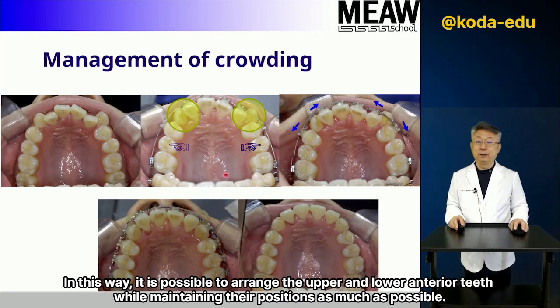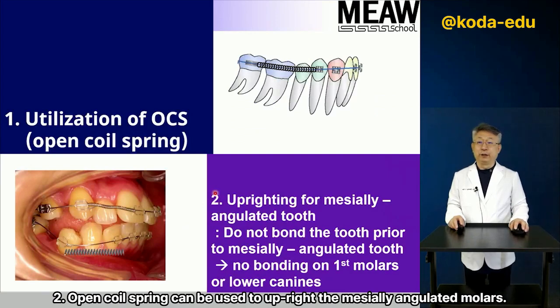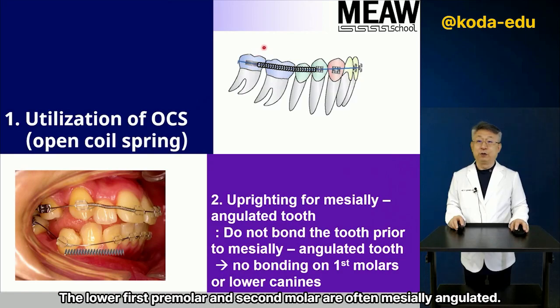In this way, it is possible to arrange the upper and lower anterior teeth, while maintaining their positions as much as possible. 2. Open coil spring can be used to upright the mesially angulated molars. The lower first premolar and second molar are often mesially angulated.